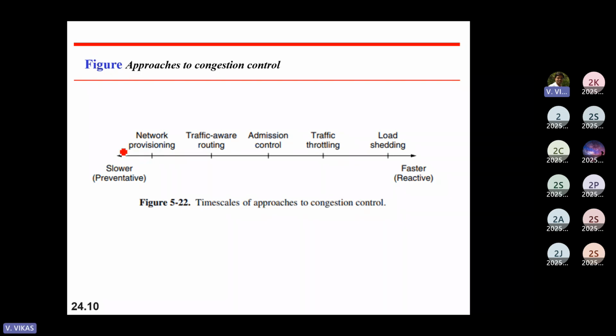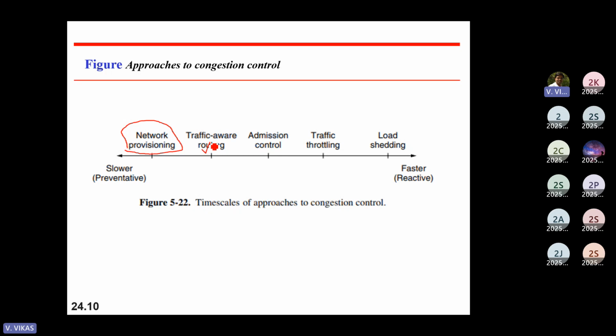So we talk about many things here. Network provisioning, with respect to the network, we are trying to do some things. Then traffic aware routing. Let's say a particular path is having a lot of traffic. By considering that, it's better to avoid routing packets through that particular path. The path where we have congestion, it's better to avoid.